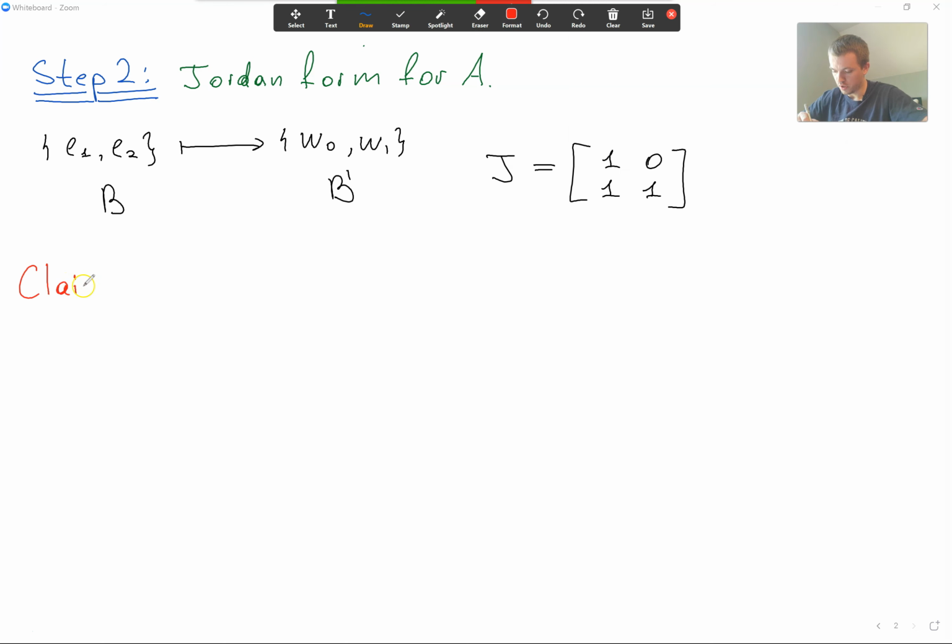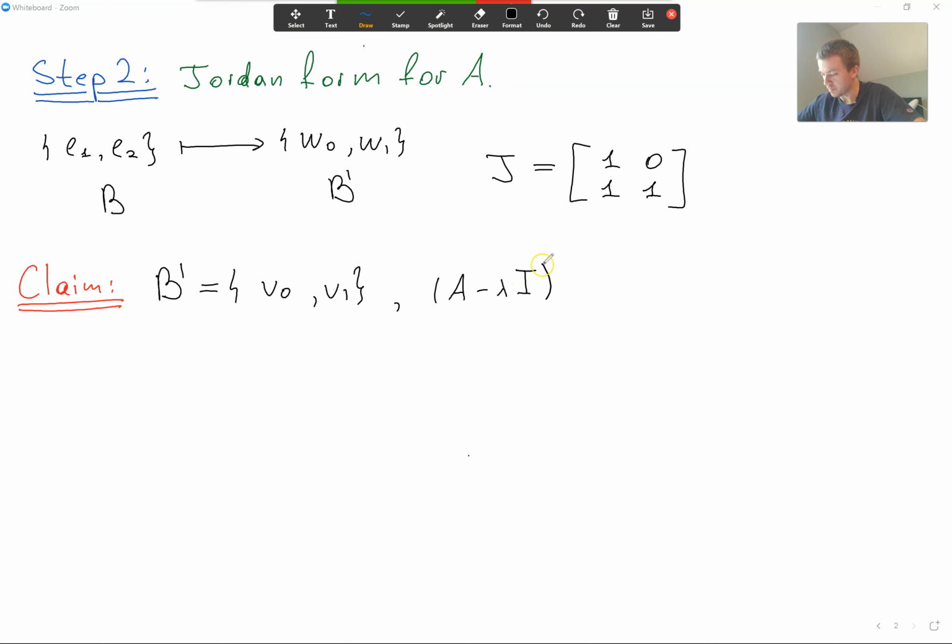So what is my claim? My claim is the following. I'm saying that I can choose my B prime to be equal to the eigenvector that I found before, which in this case is v1, and another vector v0. And what is v0? v0 is a vector which will satisfy the following equation: (A minus lambda I) v0 is equal to v1.